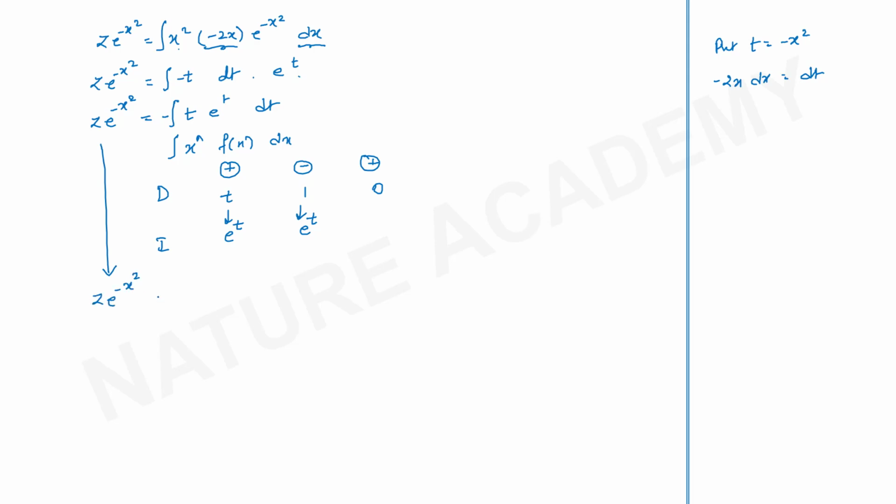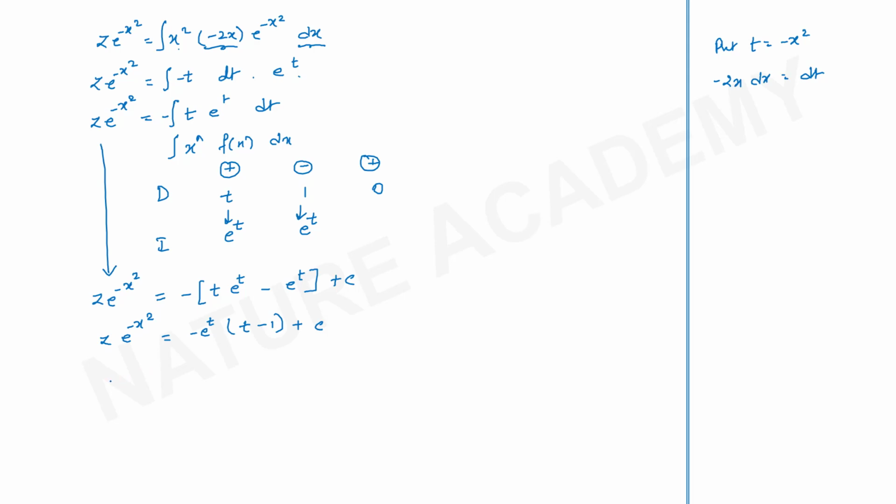in the left hand side I will have z e raised to minus x square as it is, and in the right hand side I will have minus t into e raised to t minus e raised to t plus c. So this is the answer here. Now I can again simplify a little bit to get the final answer. I will take e raised to t outside, so it will become minus e raised to t into (t minus 1) plus c. In the left hand side I will have z e raised to minus x square.